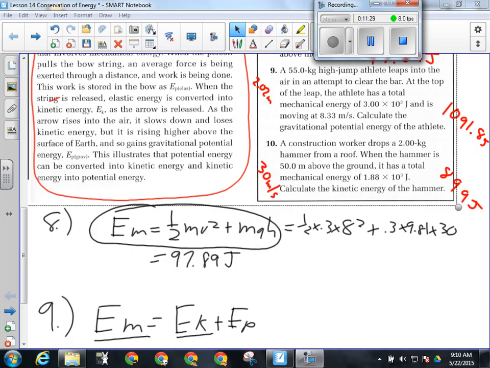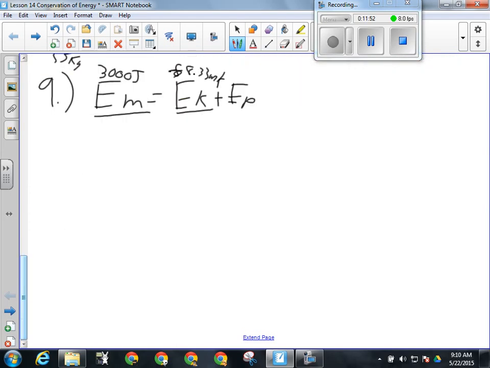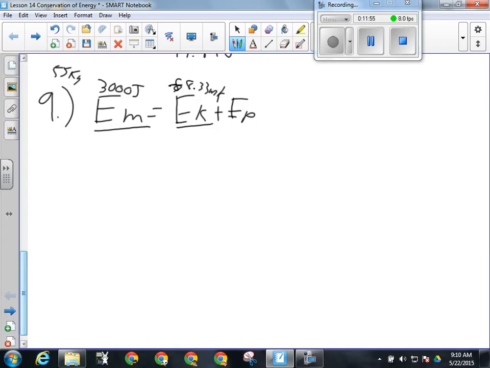All right, so number 9, we know the mass is 55 kilograms, and we know the mechanical energy is 3,000 joules, and the speed is 8.33 meters per second. So those are our givens. So I know the total amount of mechanical energy involved. And since I know the mass of the athlete and how fast they're going, I can calculate the kinetic energy of the athlete. So how do I get EP then?